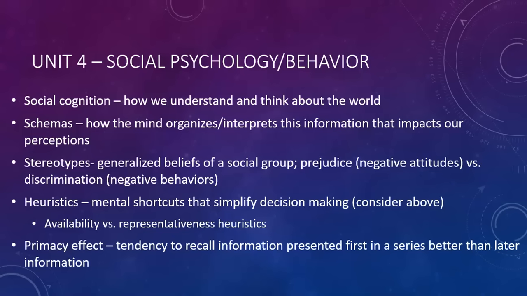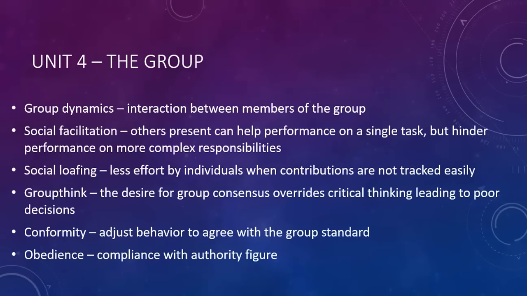This will lead to stereotypes, as you see here, and it's also important to note that our mind also creates these mental shortcuts that simplify decision making. So the heuristics, for example, and there are 2 types here, availability and representativeness, so be familiar with that. We also have the primacy effect here. When recalling information, information that's presented first, you're more likely to remember.